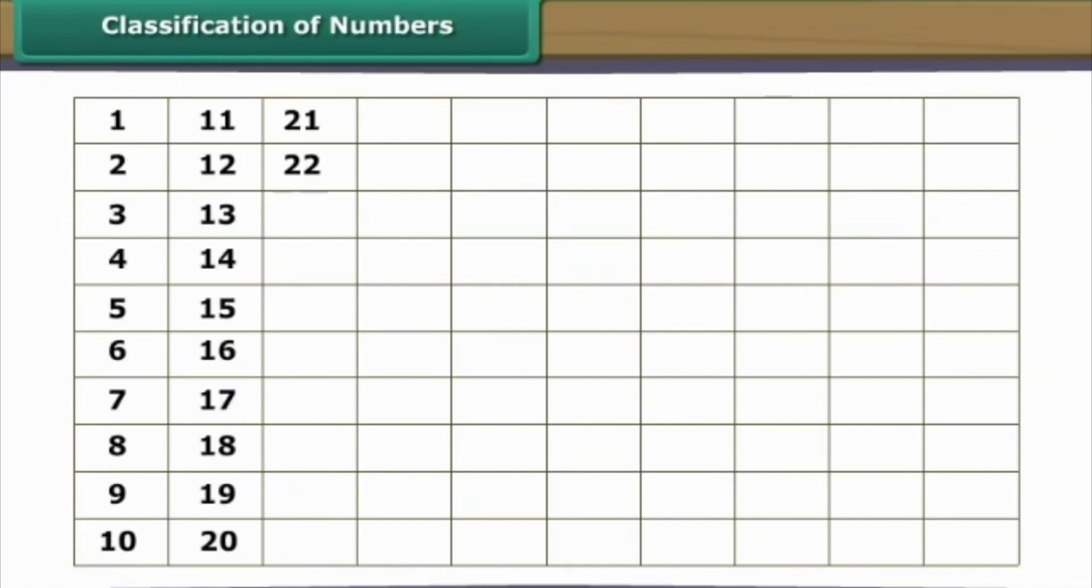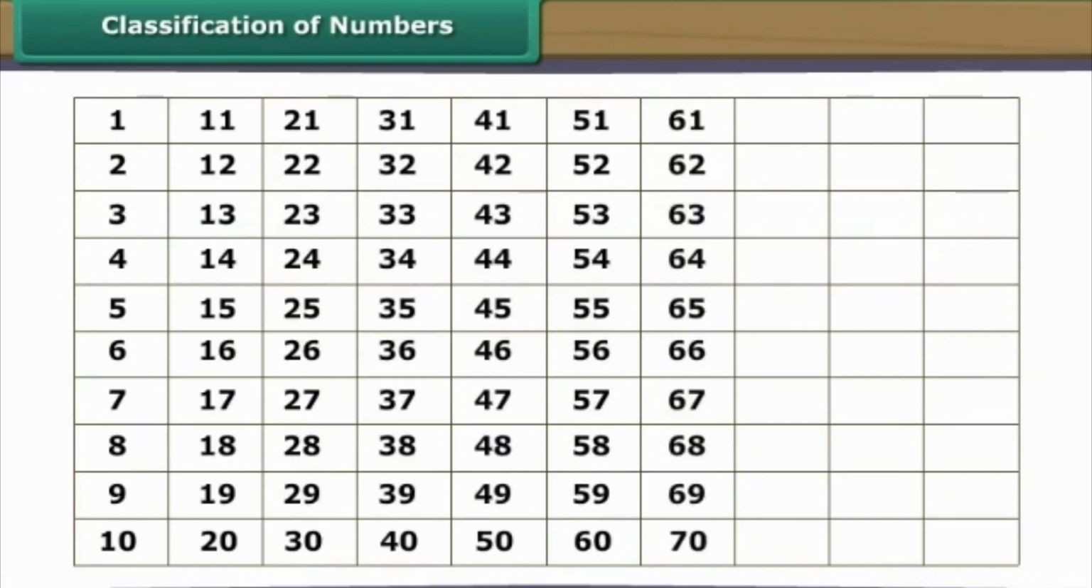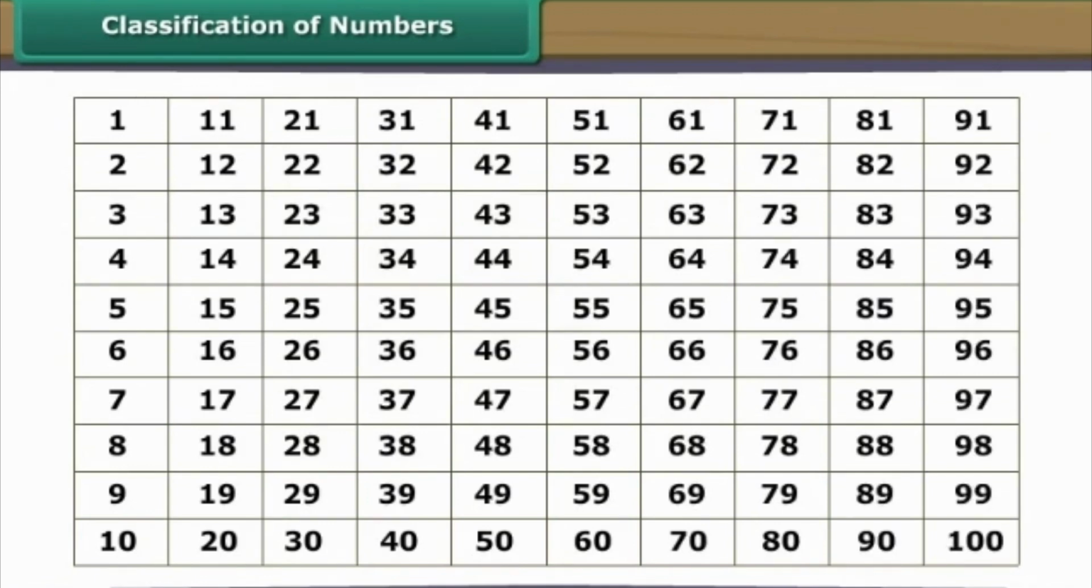We draw a table of 10 columns. In the first column, we list the numbers from 1 to 10. In the second column, the numbers from 11 to 20 and so on. Thus, in the last column, we list the numbers from 91 to 100. We cross out numbers that are not prime and circle those that are prime. 1 is not prime as it has only 1 factor. We draw a cross on it.